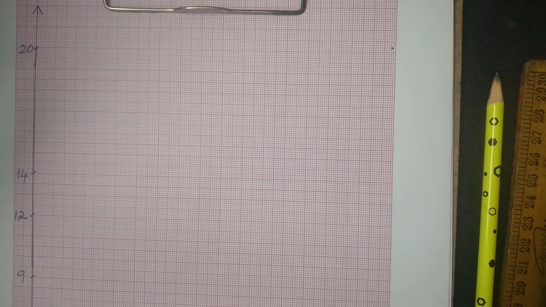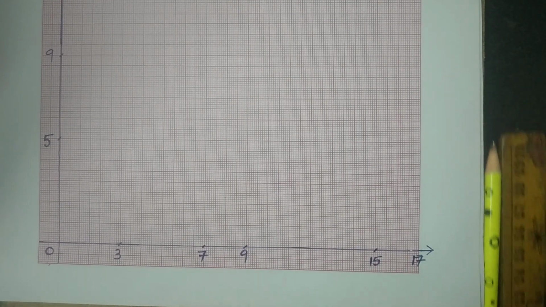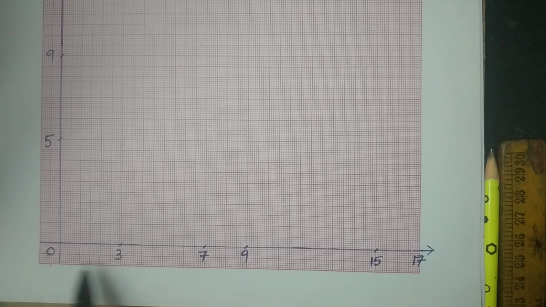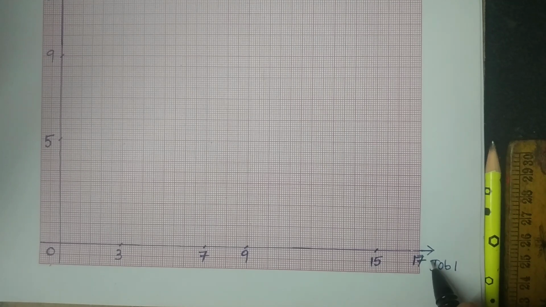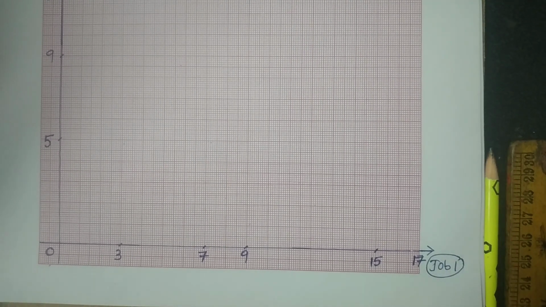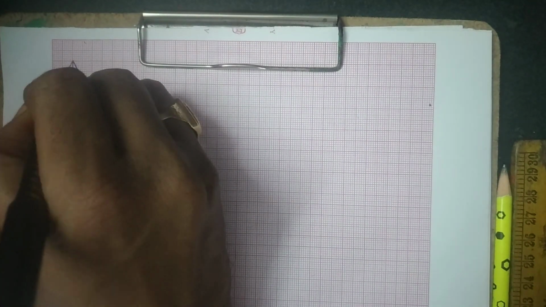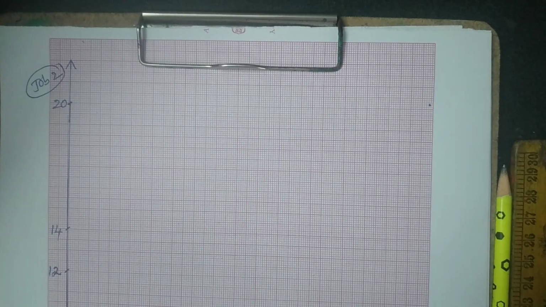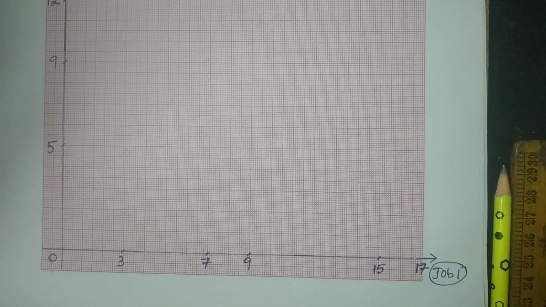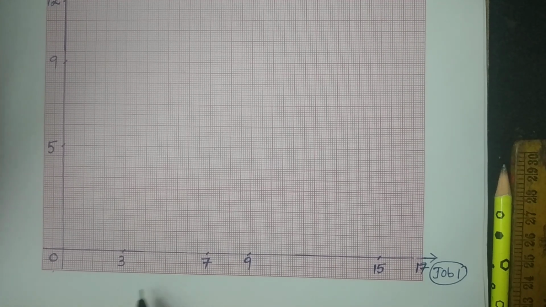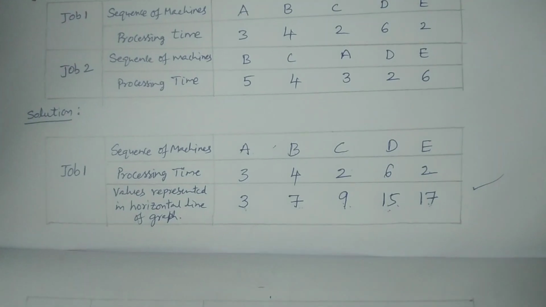So these are the values which are to be represented in the graph. You see here, first of all, what I am considering in the graph. So these are the values represented. This is the horizontal line for job 1, to represent job 1. And the vertical line is represented for job 2. Job 2, right? And now you see first of all the horizontal line. How to represent this horizontal line? That is, the values are represented on the horizontal line for job 1. Already I explained. This is for job 1.